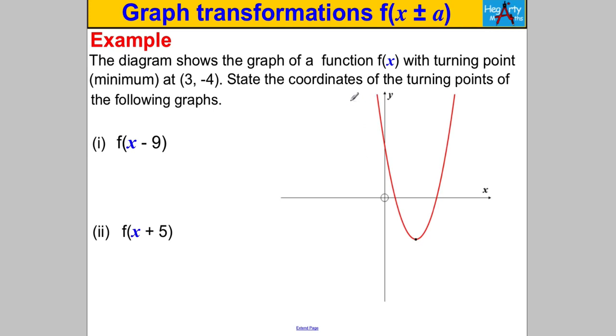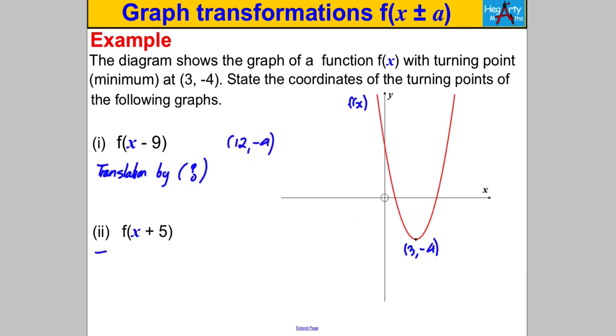Well, in this one we're given the graph f of x. We're told it has a minimum at 3, negative 4, which is down here, and we're asked to state the coordinates of the turning points of the following graphs. f of x subtract 9. Now you should know that's a translation in the x direction by, now it's the opposite to what you think, it's going to be positive 9, 0. So all the x values are moving by 9 units in the positive direction. So this here will move from 3, negative 4 to 12, negative 4.